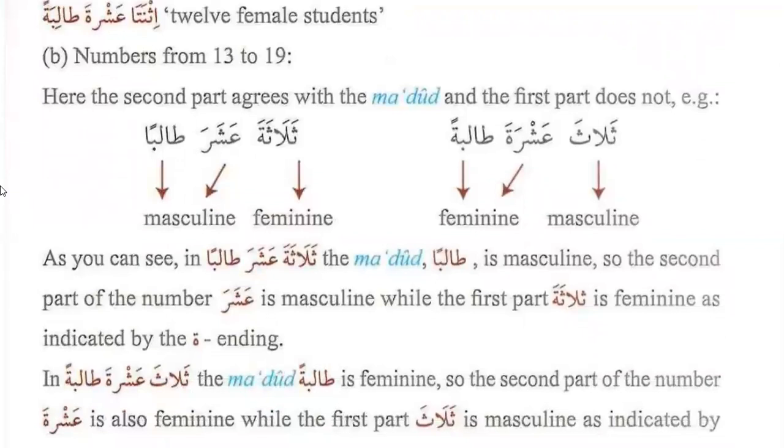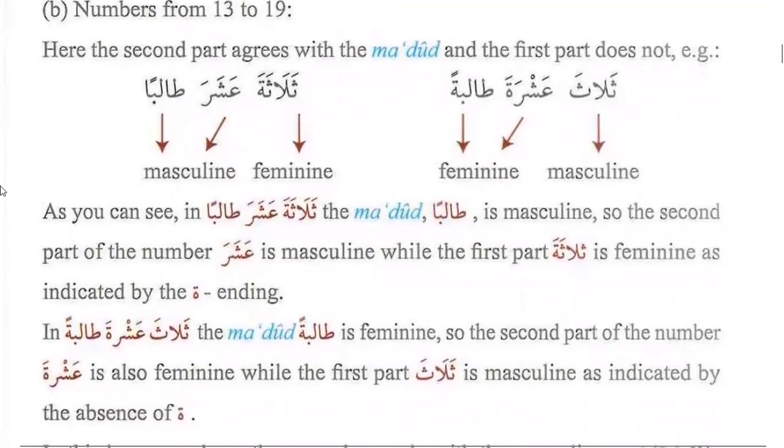The numbers from 13 to 19: here the second part agrees with the ma'dud and the first part does not, e.g. thalatha ashrata talibatin. Thalatha is masculine, ashrata talibatin feminine. Thalathata ashara taliban: thalathata is feminine, ashara taliban masculine. As you can see in thalathata ashara taliban, the ma'dud taliban is masculine. So the second part of the number, ashara, is masculine, while the first part is feminine, as indicated by the damma ending.